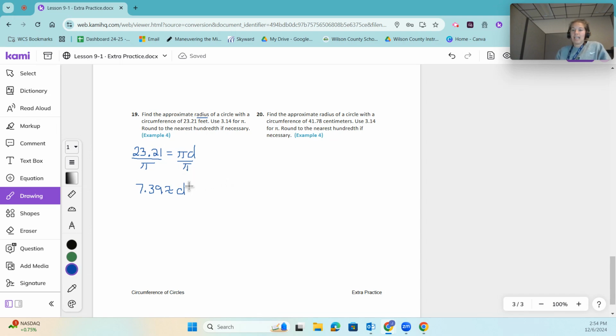Now, the diameter is twice the radius, so I need to divide this by 2 in order to find the radius. Okay, so divided by 2, I'm going to get 3.695, which actually is going to round to 3.70 feet, approximately your radius. Okay, so lots of steps there. Make sure you don't forget one. I'll let you try that one on your own if you'd like.